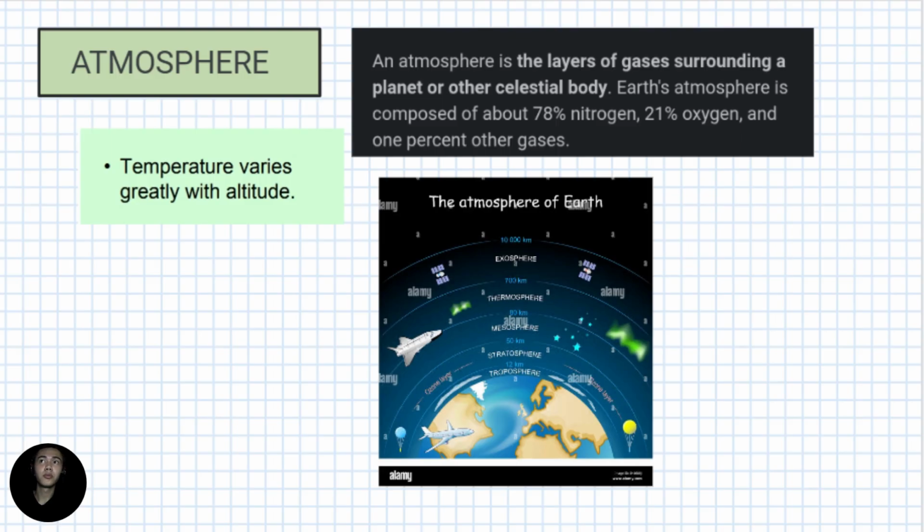First, we have atmosphere. Atmosphere is all about the gases. An atmosphere is the layer of gases surrounding a planet or another celestial body. Earth's atmosphere is composed of about 78% nitrogen, 21% oxygen, and 1% other gases. And temperatures vary greatly with altitude.